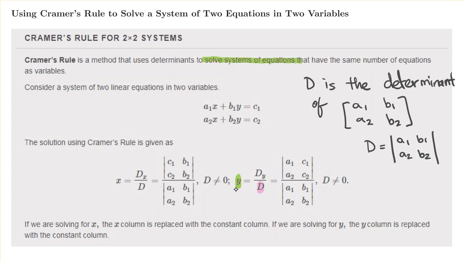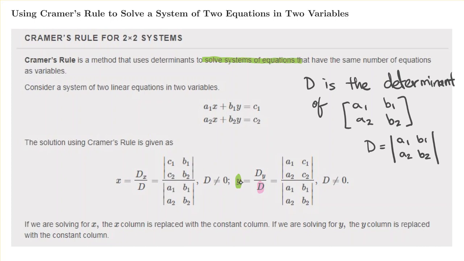And I should note that this holds so long as the determinant D, determinant of this matrix, is not equal to 0. So now let's turn our attention to how we would find the value of y that is the solution to the system of equations. So y is going to be equal to D sub y divided by D. We already talked about this D, it's the determinant, which we can find by looking at what's written here. And then D sub y has some symmetry to D sub x.